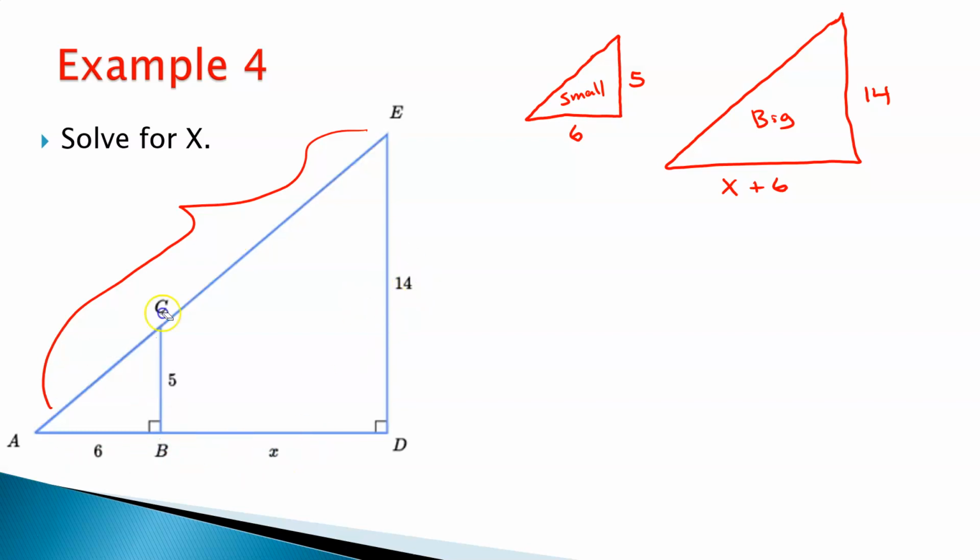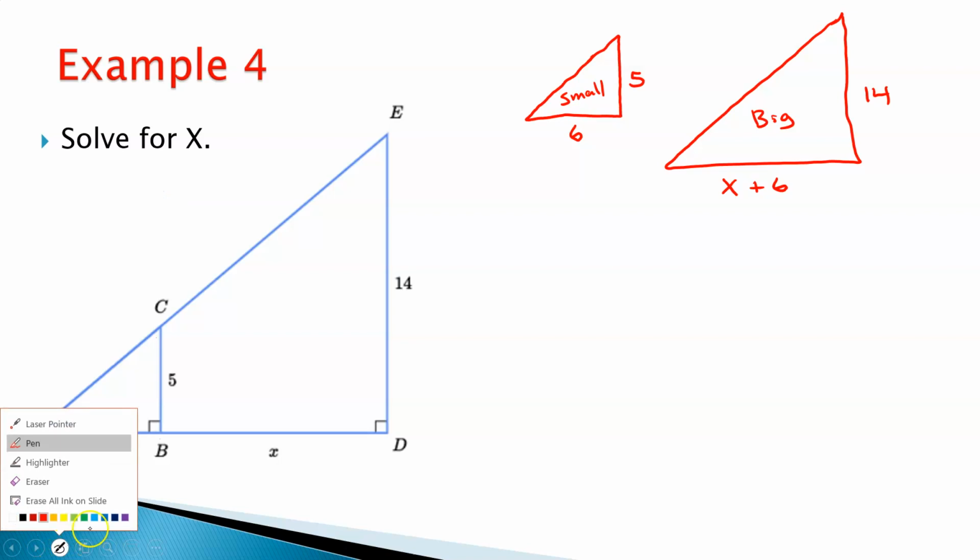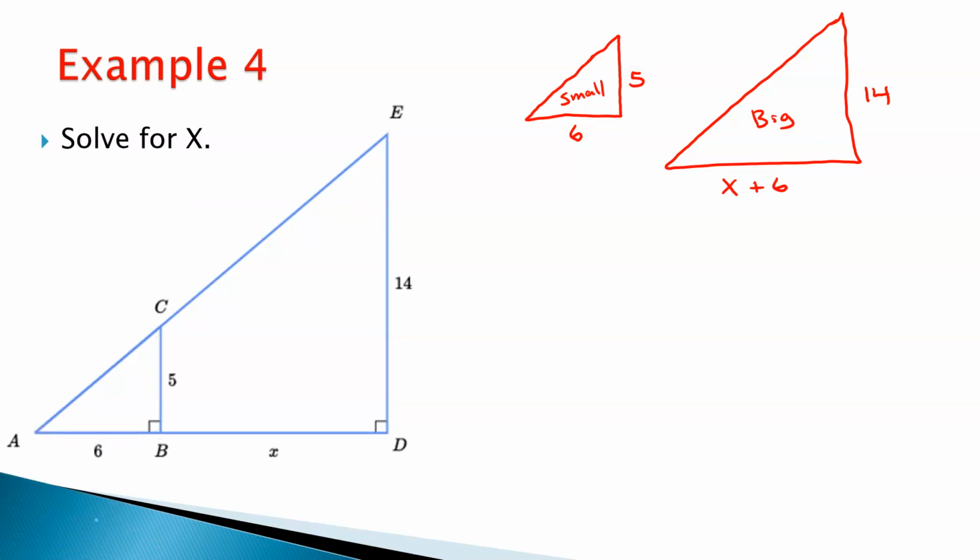Okay, let's go ahead and set up our proportion here. Give me a second to change colors. So let's play that matching game. I'm going to say 5, the right-hand side of the small one, over the right-hand side of the bigger one, 14, is equal to, I'm going to use the bottom side, 6 over x plus 6, right?